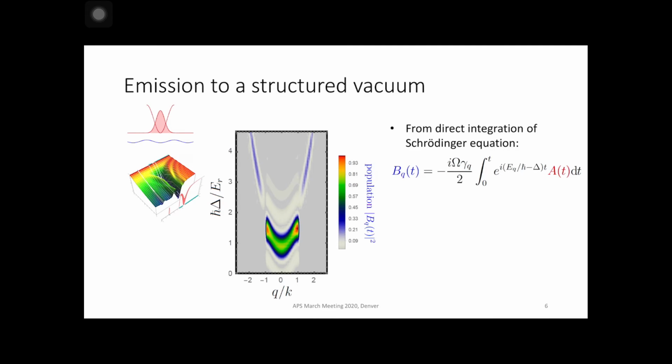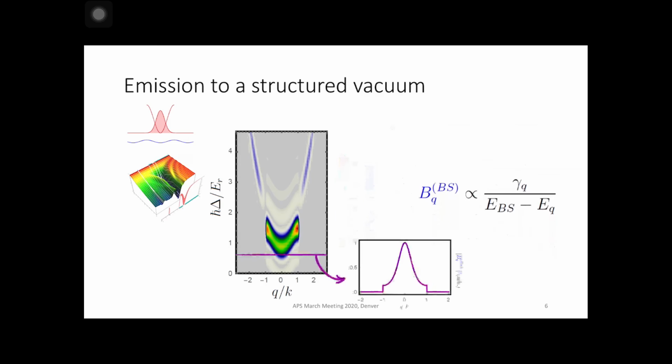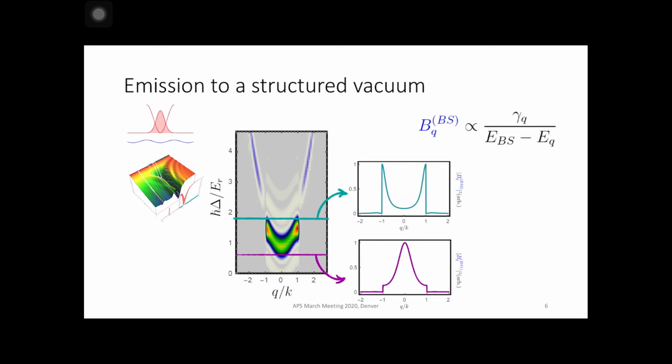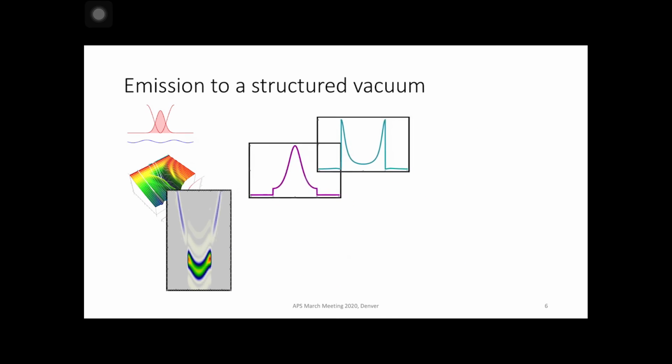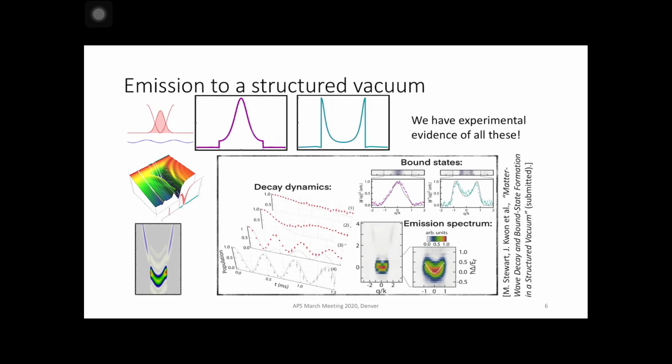This equation also implies a remarkably simple formula for the bound state distribution in lattice momentum. This has a single peak for bound state energies below the band and two peaks for bound state energies within the first band gap. And the beautiful thing about all of this is that we have experimental evidence of all of it: the decay dynamics, the bound states, and the emission spectrum.